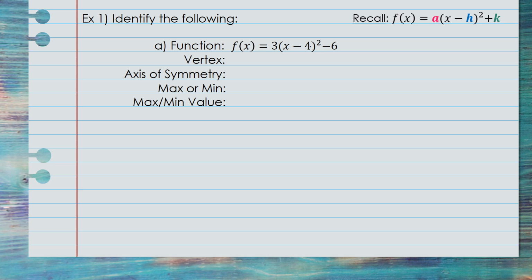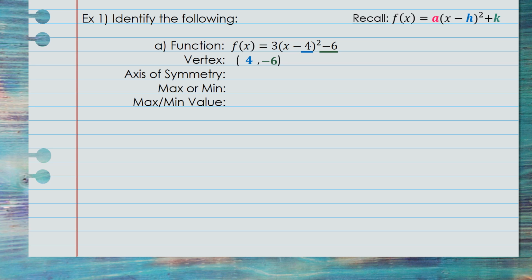The first part asks us to identify the vertex. Now remember, the vertex is a point, it's an ordered pair, which means we're looking for our h, k value. Well, h is always found inside the function, and if we look inside the function, we see the value 4. So our h value is 4. Now to find our k value, that's the vertical movement, which happens outside the function. So we look outside the function, and we see minus 6. So our k value is minus 6.